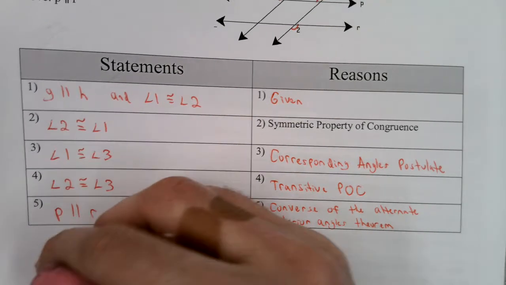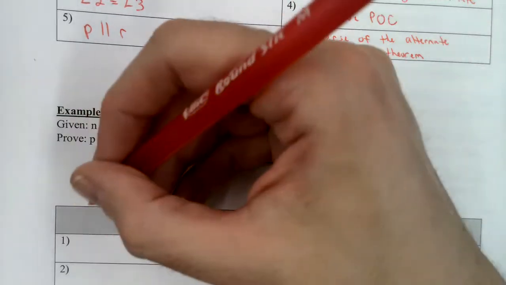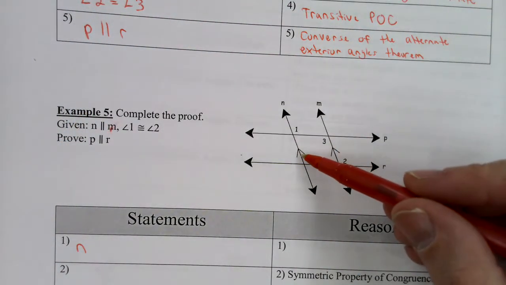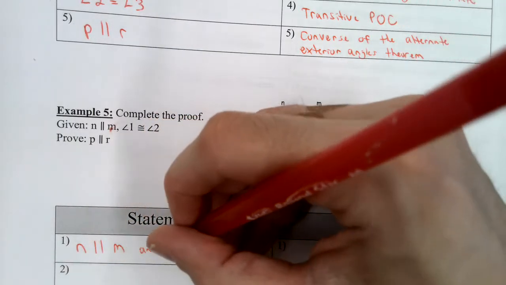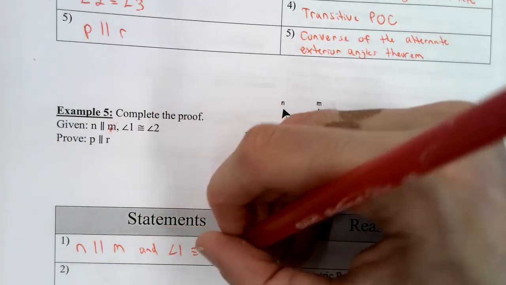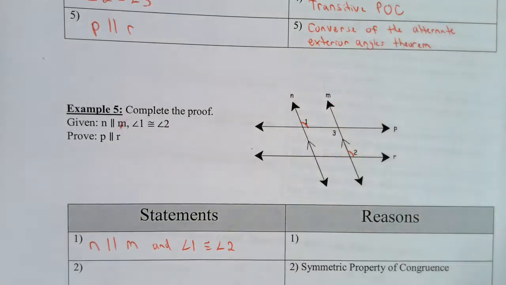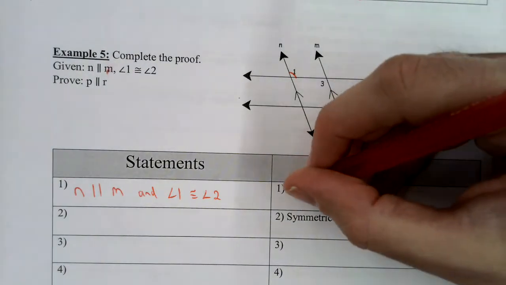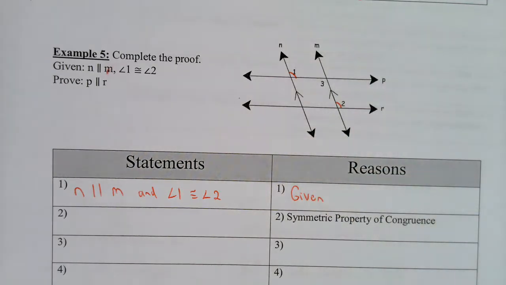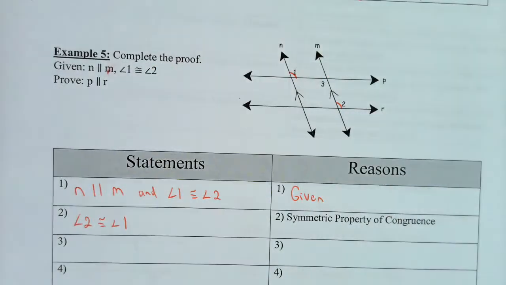All right, let's try this next one. Got a little smudge from my pen over there, though. Okay. Let's start with the givens. We have N is parallel to M, and that's labeled. And we know that angle 1 is congruent to angle 2. So I'll label that in the diagram. 1 is congruent to 2. That's it. So that was given. Then it says use the symmetric property of congruence for step 2. So I'm going to say angle 2 is congruent to angle 1.